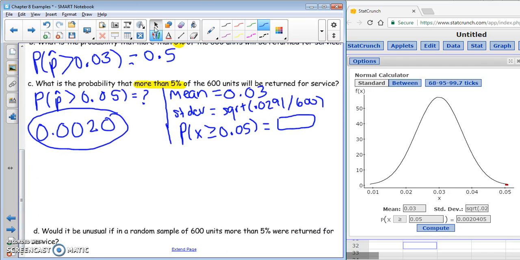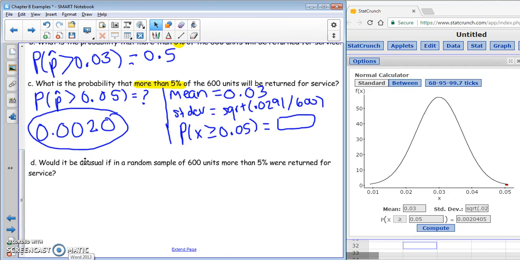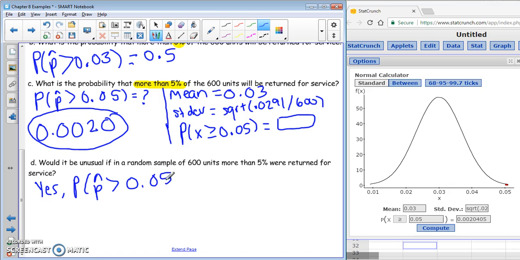And our last question asks, would it be unusual if in a random sample of 600 units, more than 5% would be returned for service? Yes, it would be unusual, since our probability here is less than 5%.